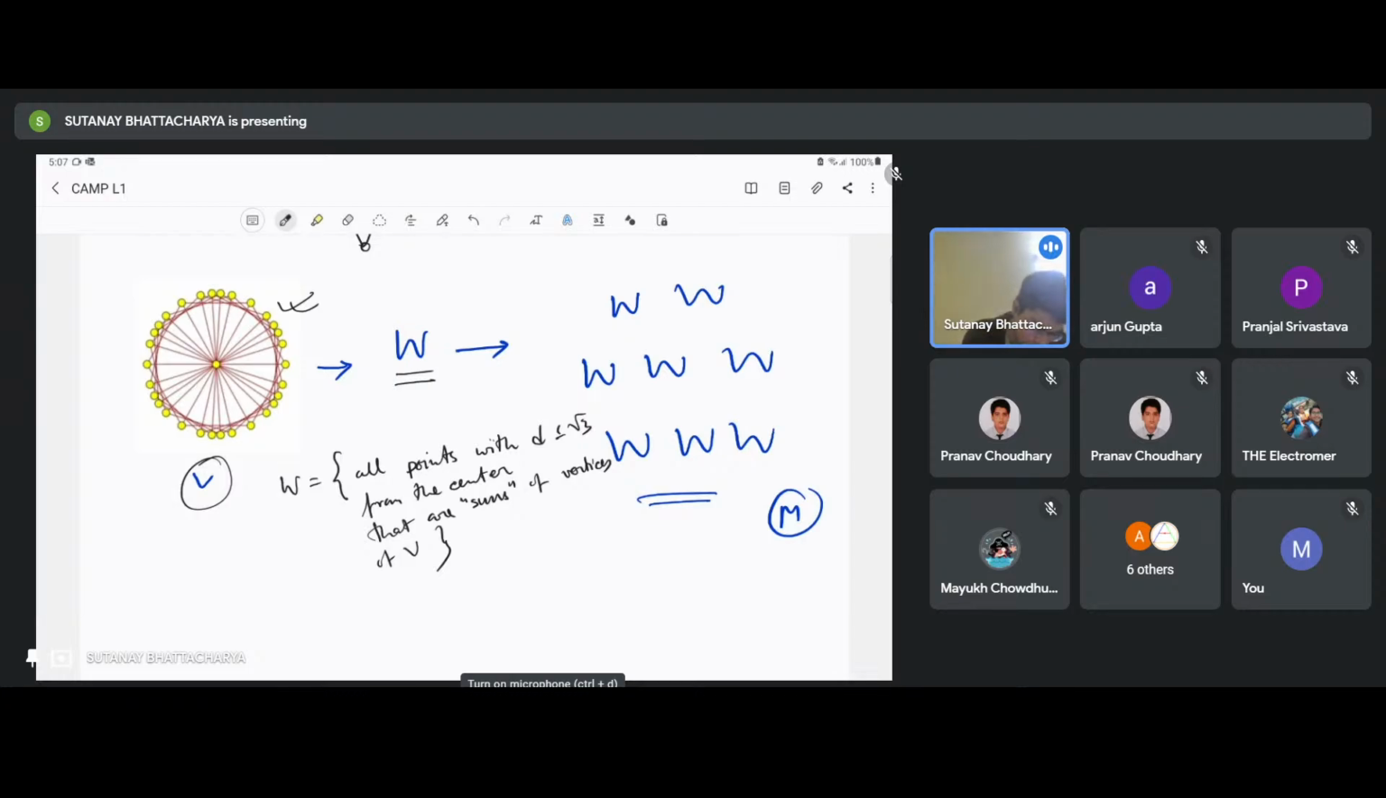So what you basically do is you look at these points and you take the pairwise vector sums of each possible pair. So this and this, for example, would give you this. This and this, for example, would give you, okay, this would give you anything.